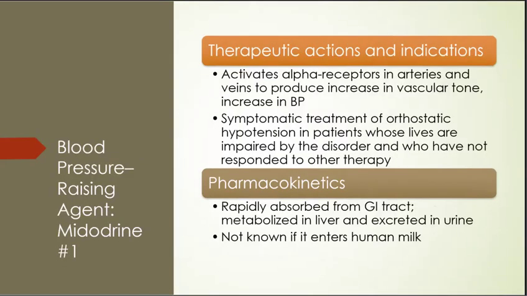Midodrine is a blood pressure raising medication used to treat orthostatic hypotension, which is a drop of blood pressure when a patient stands up. Patients may experience dizziness, lightheadedness, blurred vision, and even fainting. Midodrine works by stimulating alpha-1 receptors in the arteries and veins. Think of alpha receptors as a signal that tells blood vessels to tighten or constrict. When the blood vessels constrict, vascular tone increases, which raises blood pressure and improves blood flow to the brain.